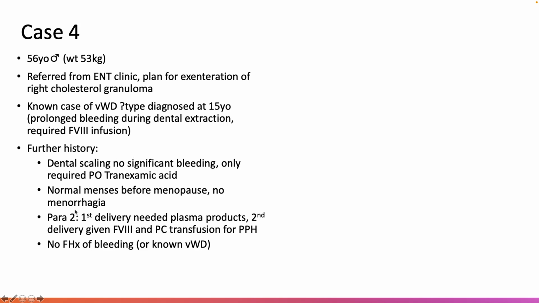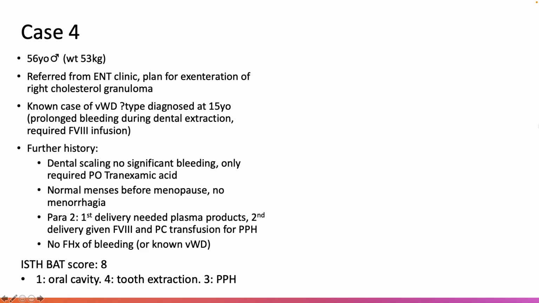Her menses was normal, there's no menorrhagia. She is para 2. The first delivery needed plasma product, and the second delivery needed both factor VIII infusion as well as packed cell transfusion, and she also suffered postpartum hemorrhage. Otherwise, there's no family history of bleeding or known von Willebrand disease. So based on this, after you get the further history, you examine the patient, nothing significant, no bruises, and then you want to stage the patient, you want to assess the severity. So the patient actually has an ISTH BAT score of 8, which is significant, 6 or more, right? So oral cavity, tooth extraction, and also PPH.